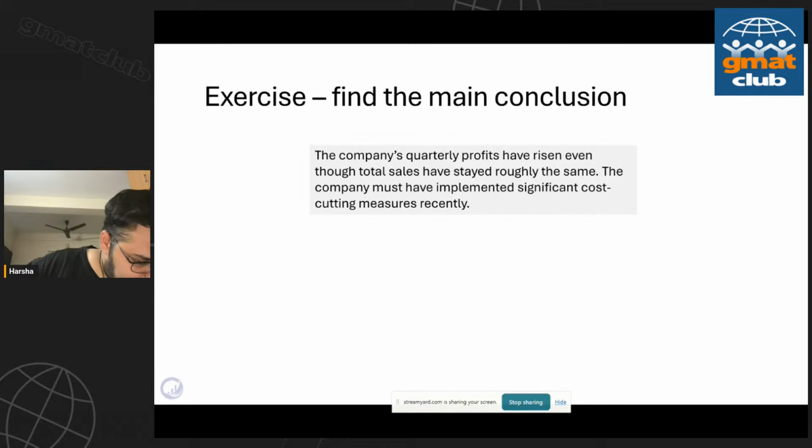Is it necessary to read the whole passage or can we just read the boldface? I'm coming to that, Akshay. My apologies. But short answer, no, you have to read the entire thing, in my very humble opinion. So just tell me which statement is the main conclusion.